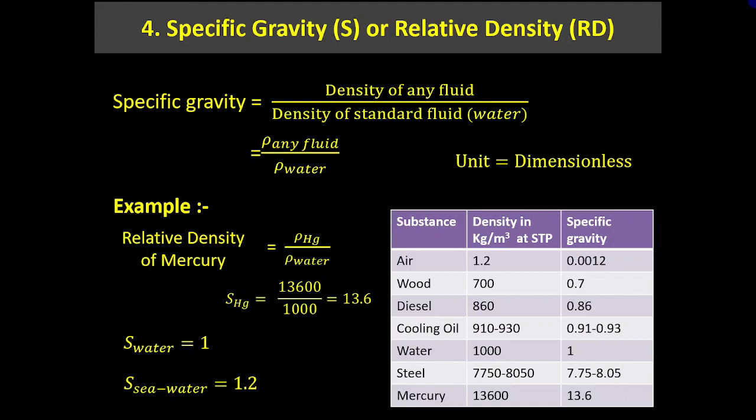So in this table, specific gravity of different fluids is given. For air, it is 0.0012. For wood, it is 0.7. Likewise, for cooking oil, it is in the range 0.91 to 0.93. For water, specific gravity is 1. And for mercury, specific gravity is 13.6.